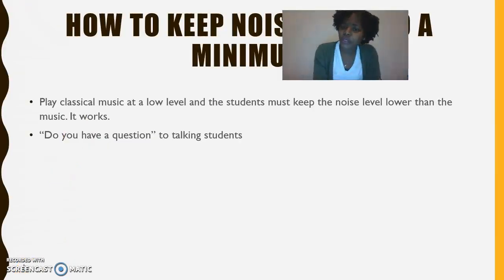How do you keep noise level to a minimum? Okay? So when they're working, they're doing their independent work, or even in their group work, you play classical music at a low level, and they can't talk over that level.